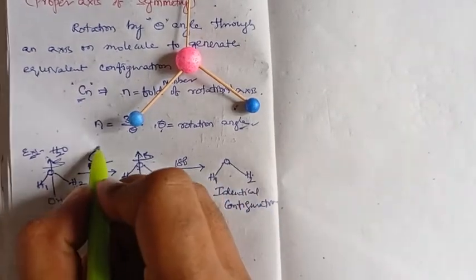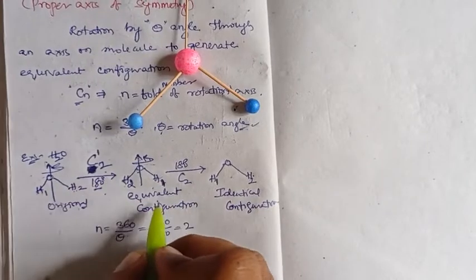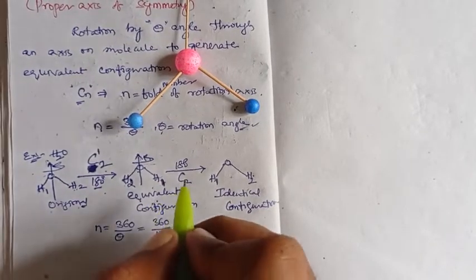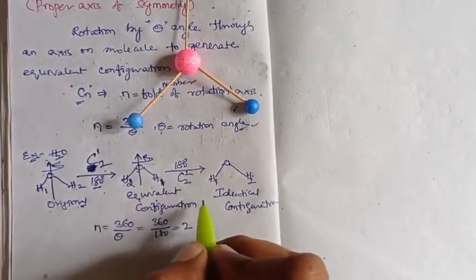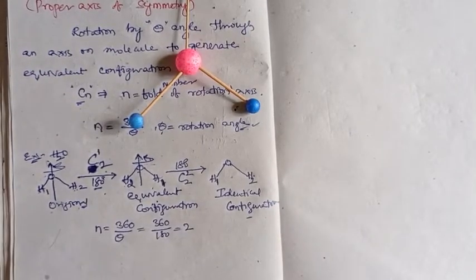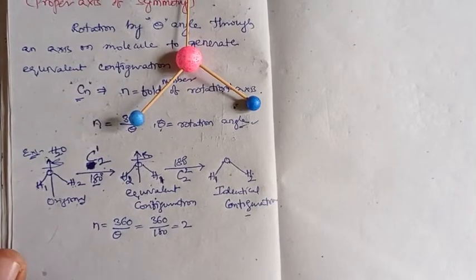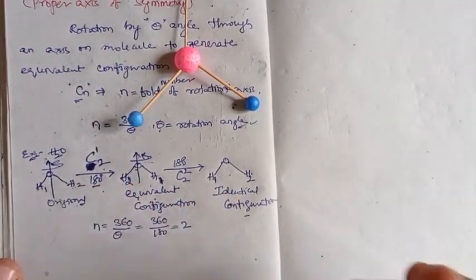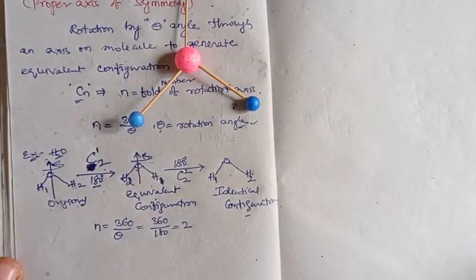So here, one time we do the C2 rotation, we get an equivalent structure. The second time C2 generates an identical structure. Like this, we go on doing rotations in different molecules.